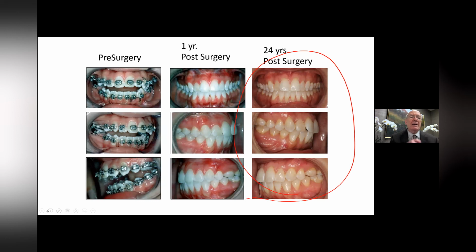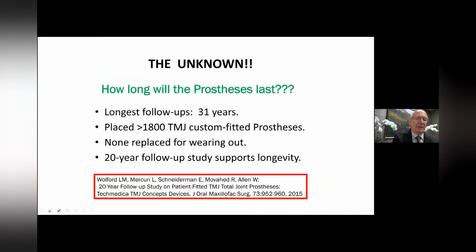There's no other way to achieve these kinds of outcomes without this protocol. This is the only protocol that can produce these kinds of predictable outcomes. So what's the unknown about these prostheses? First of all, we don't know how long these prostheses will last. The longest follow-ups that I have right now are at 31 years, almost 32 years. And in that time, I've never had to replace one yet because of it wearing out.